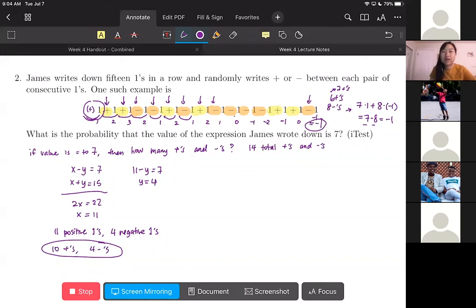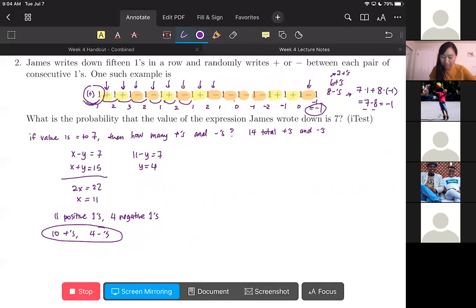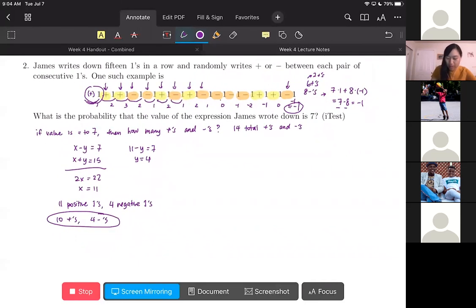All right, so now we've got that there's 10 pluses that he's writing down and 4 minuses. So we can go back to calculating the probability that the value is 7. We want to count the total number of successes, which is the total number of ways that James can write down pluses and minuses such that it sums to 7, over the total number of ways he can write down pluses and minuses at all.